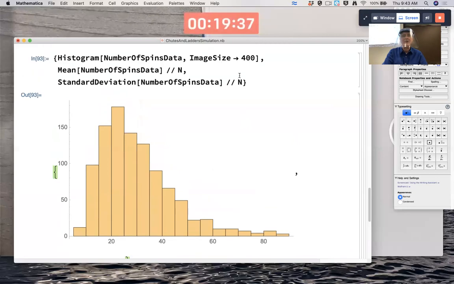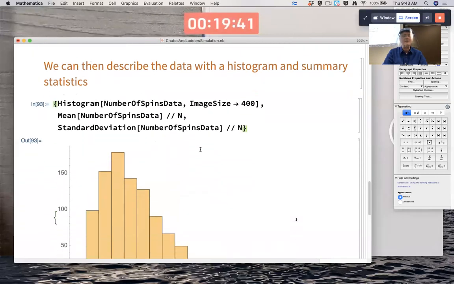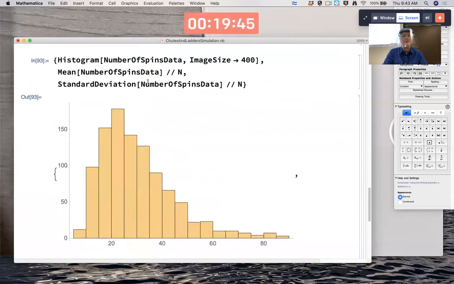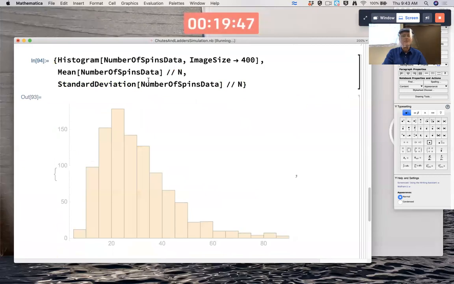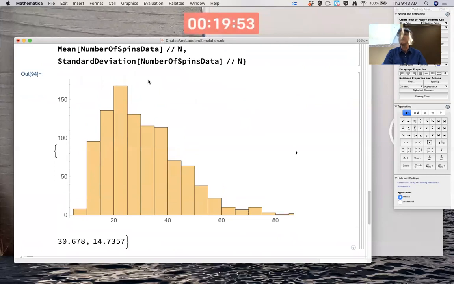And I could do this over again. I think if I re-enter this even as is, because I did a colon equals here instead of an equals, it'll redo the simulation and give me a different graph with a different mean and different standard deviation. Yep. But not too different. Okay.